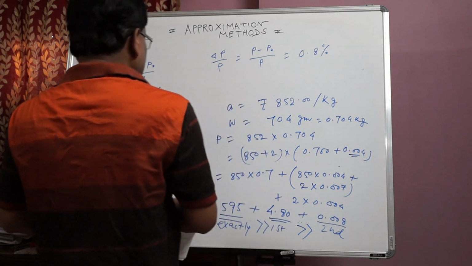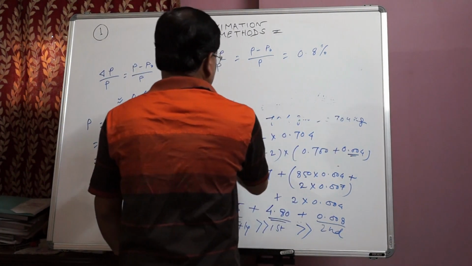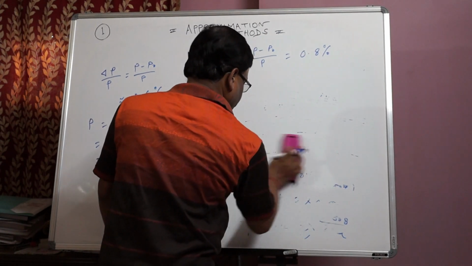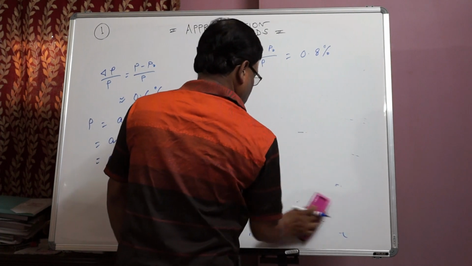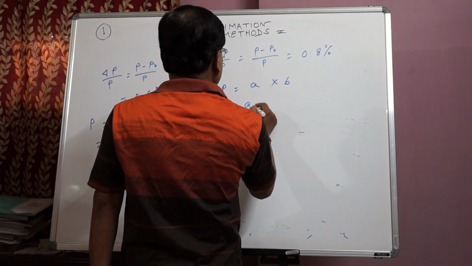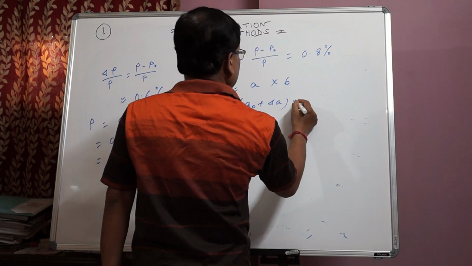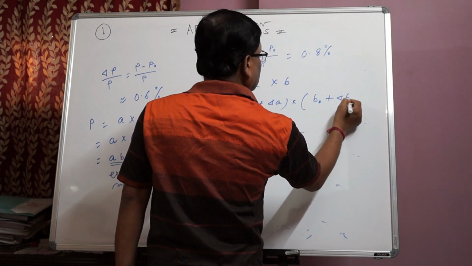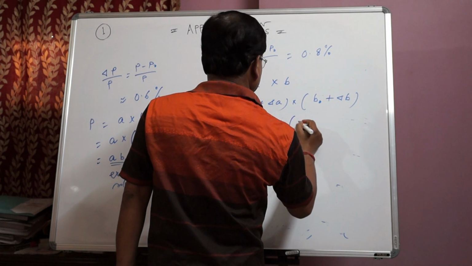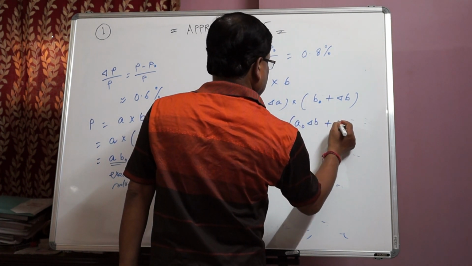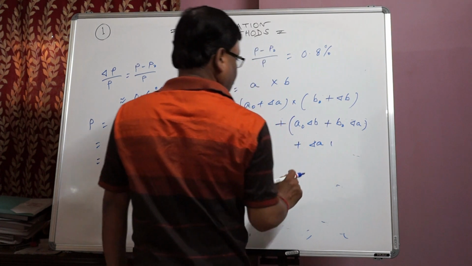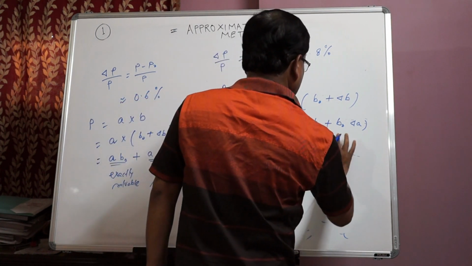So analytically, if I write this again, the price is A into B, which means (A0 plus ΔA) into (B0 plus ΔB), then A0 B0 plus A0 ΔB plus B0 ΔA plus ΔA ΔB.